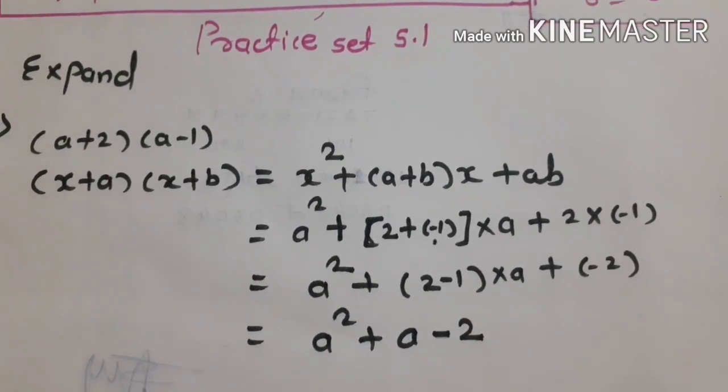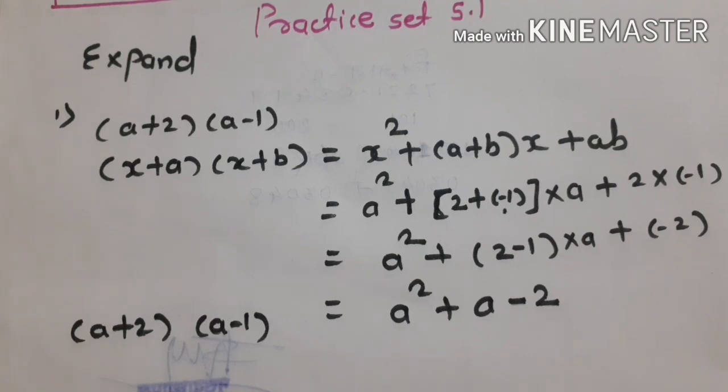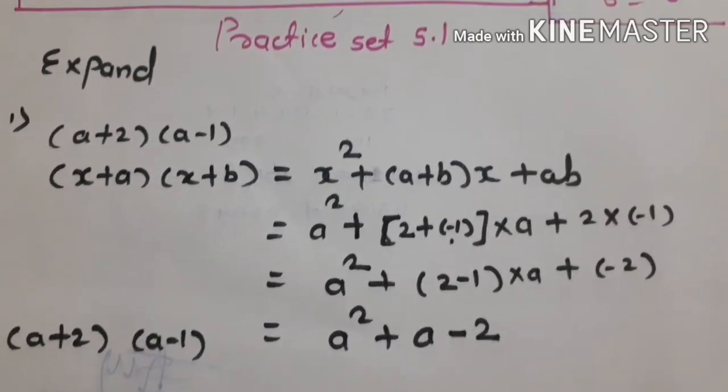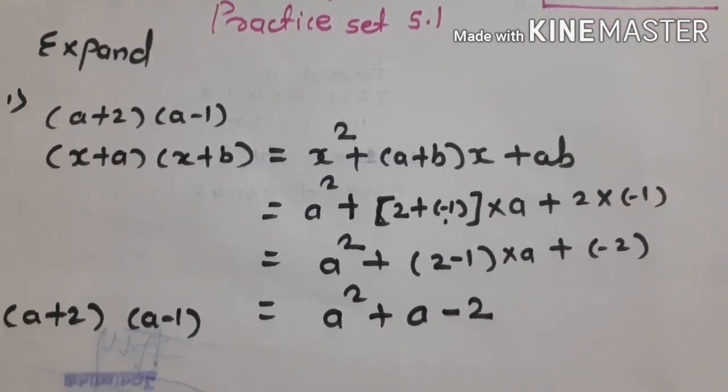In this way, we have solved this example, a plus 2 and a minus 1, by using this formula. We convert this expansion into the form x plus a, x plus b, in this rule.